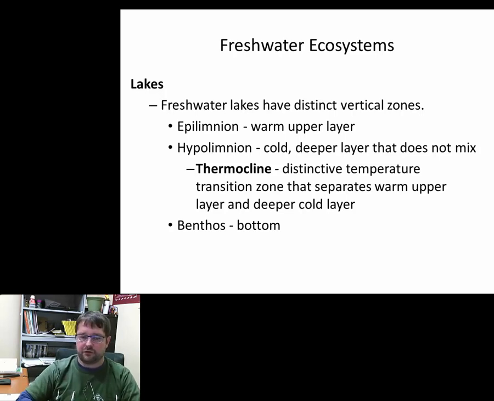And just like the ocean, the bottom is called the benthic zone or the benthos.